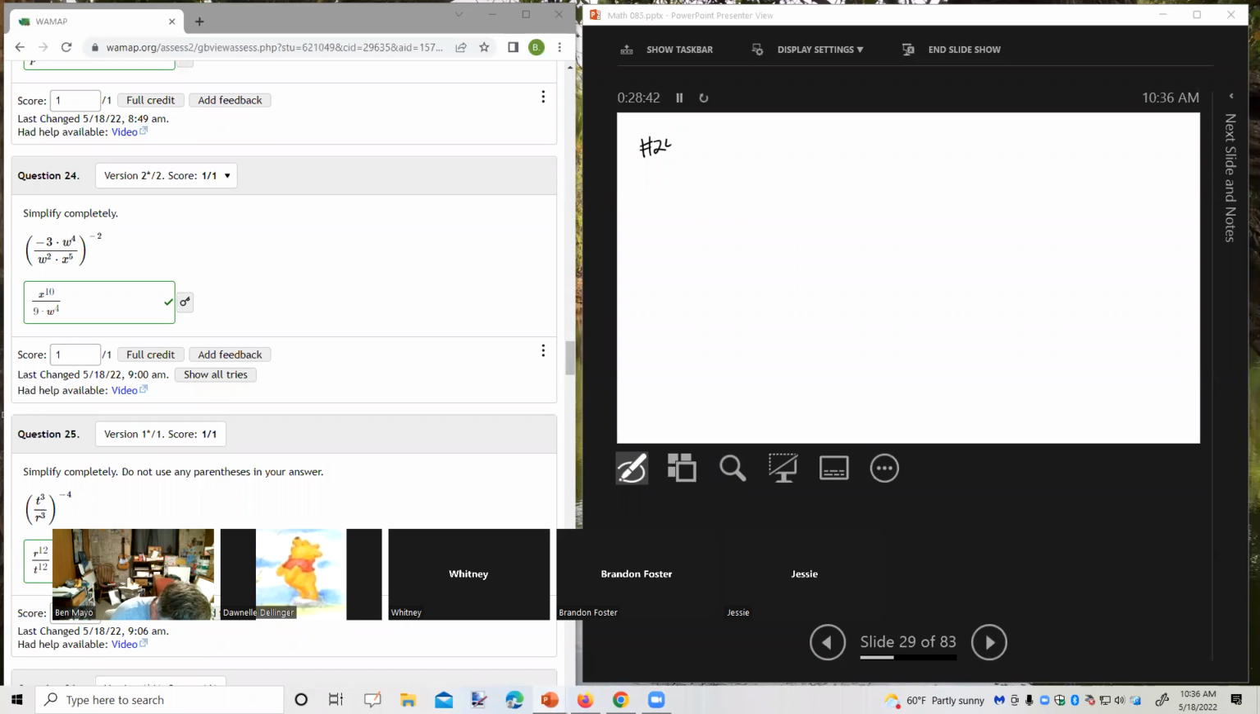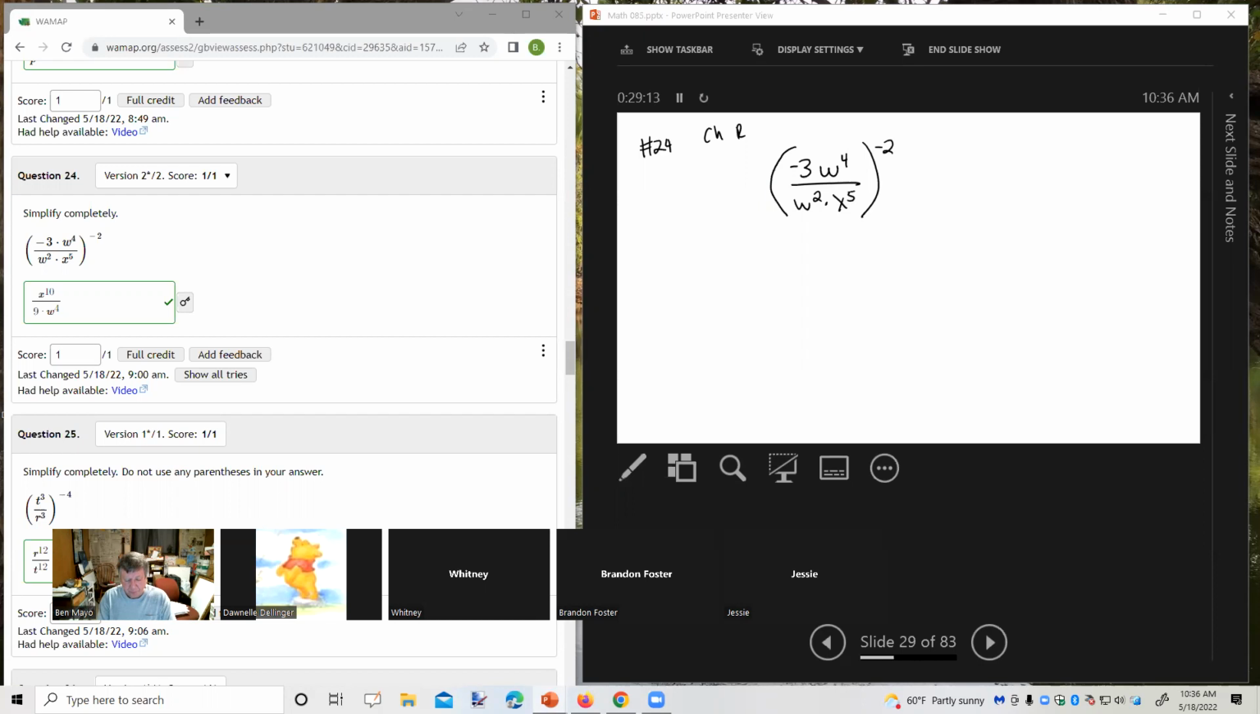So number 24, and this is from the chapter review or objective review from 5. Simplify completely. I'm not sure the student got this right, but apparently they still had some questions. So we'll take a look at it. And we start out with -3 w to the 4th power over w squared times x to the 5th power, the whole thing to the -2 power.